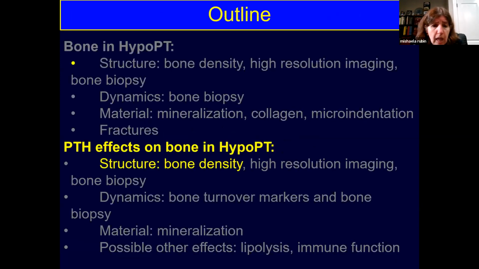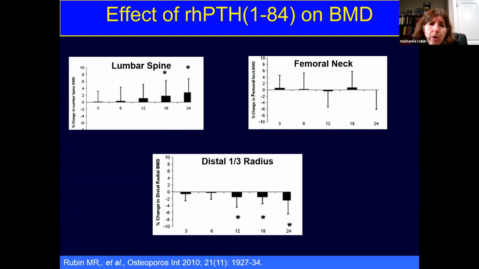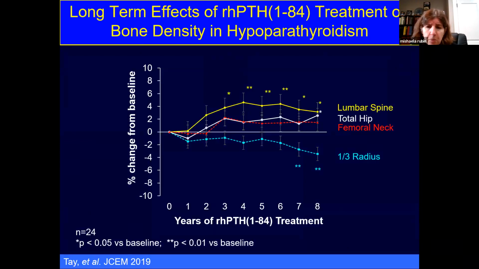We did it every other day. So I'm going to briefly just show you what were the changes in bone that we saw with giving the hormone. At the 2-year time point, we saw that bone increased at the spine, pretty much stayed the same at the hip, and decreased a little bit at the wrist, looking at bone density. And we tracked this out to 8 years.